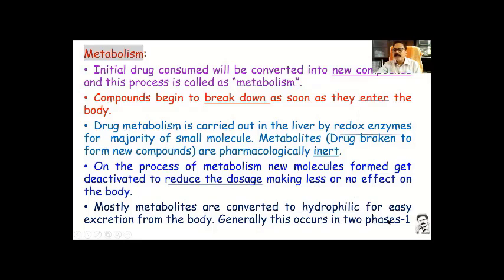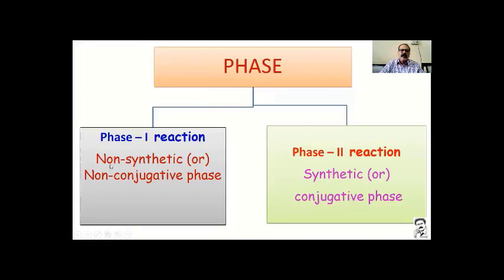Generally this occurs in phase 1 and phase 2. In phase 1 itself, these drugs may be converted into water-soluble drugs and thrown out. If not converted into a water-soluble drug, they will go to phase 2, where the body again converts them into water-soluble drugs and they are thrown out. There are two phases: phase 1 reaction and phase 2 reaction. Phase 1 is called non-synthetic or non-conjugative. Non-conjugative means there will not be any attachments. Non-synthetic means no synthesis and no additional groups.